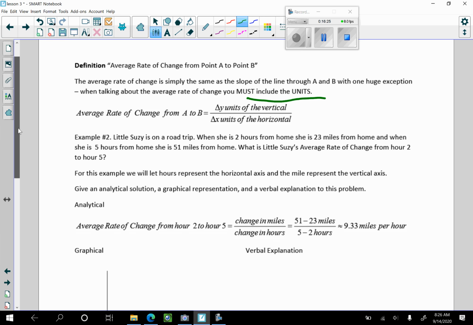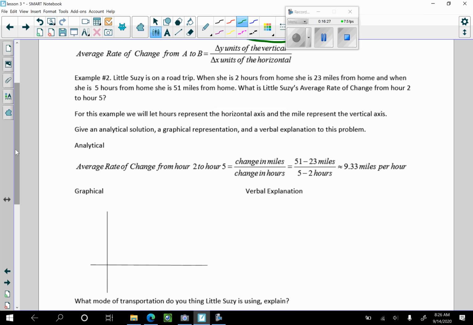So for this example, we will let hours represent the horizontal axis. So this is going to be hours. And we're going to write down here hours. And the miles will represent the vertical. So over here, we're going to go miles.